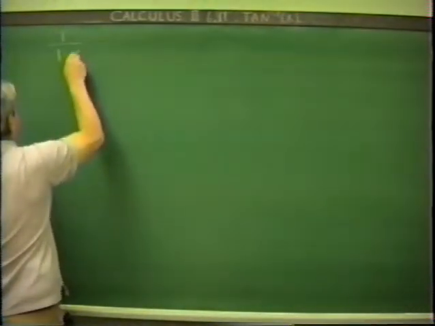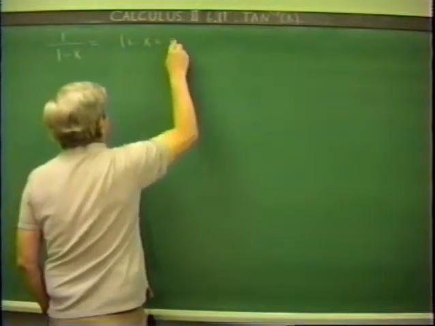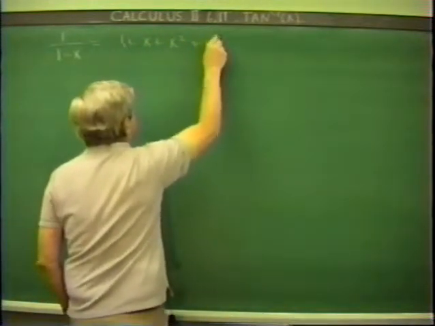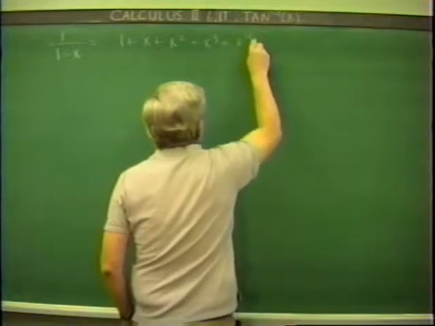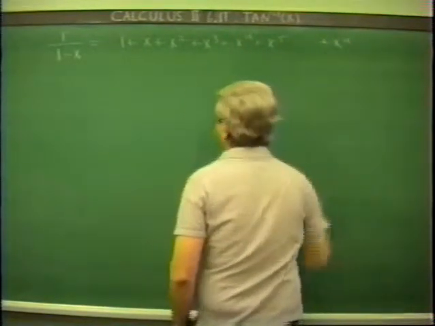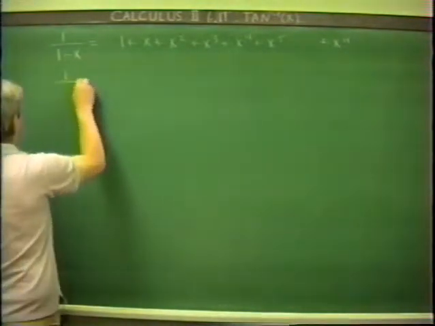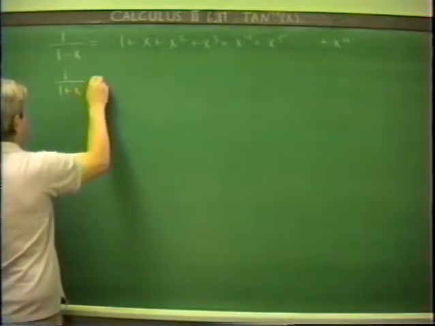All right, we now want to take a look at a power series expansion for the tangent inverse function. Let's start out with this. 1 over 1 minus x is equal to 1 plus x plus x squared plus x cubed plus x to the fourth plus x to the fifth and so forth, plus x to the n. This is the geometric series.